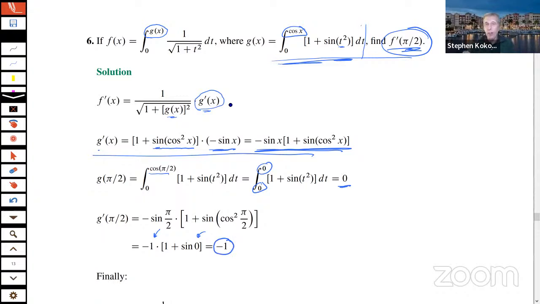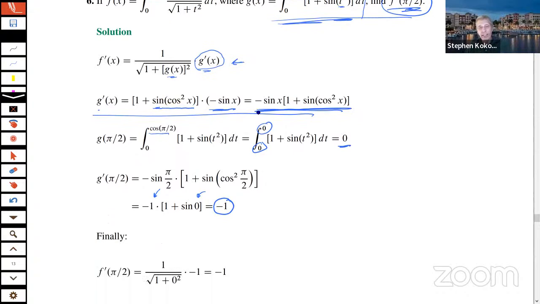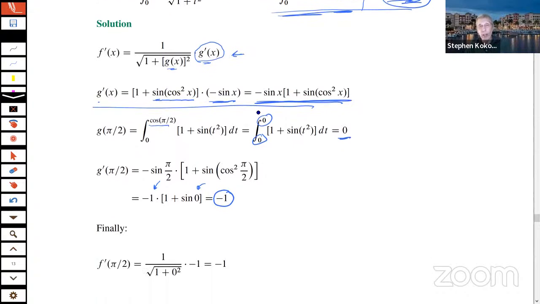All right. I'm looking back up here. I'm going to put all of this together. f prime of pi over 2 is 1 divided by the square root of 1 plus g of pi over 2 squared, which is 0 squared, times g prime of pi over 2, which is minus 1. That whole thing is equal to minus 1. That's a great question. Try that one tomorrow morning.